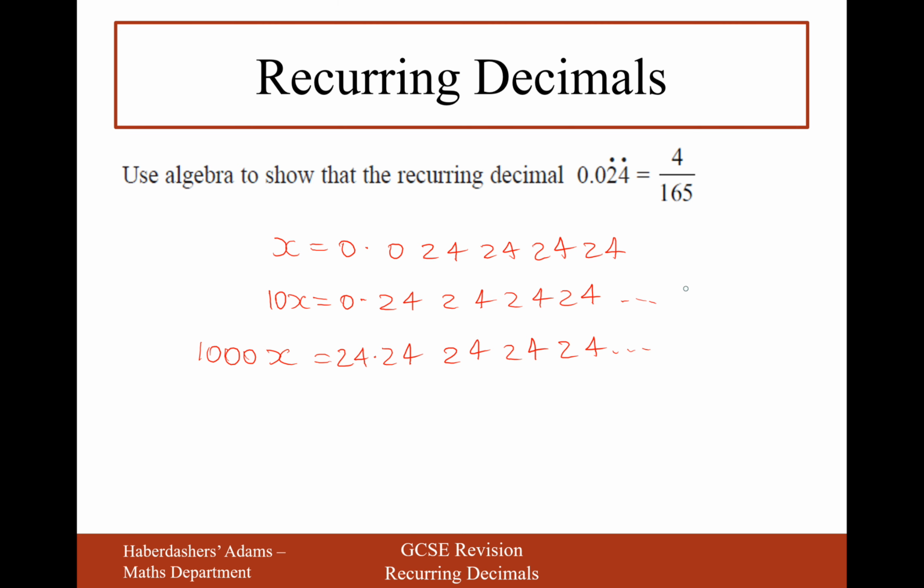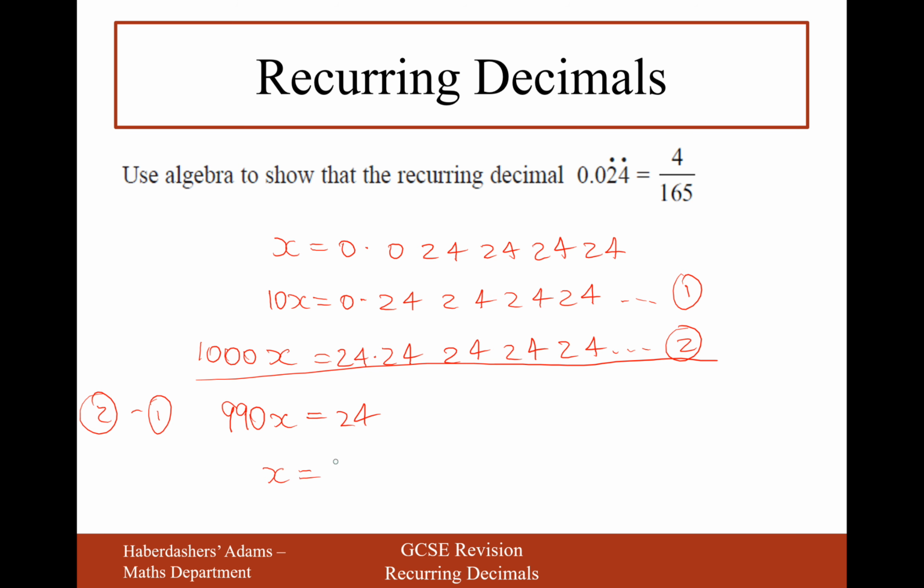So now that we've got all the decimals lined up in the right positions, let's do statement 2 take away statement 1. So it's going to be 1000x take away 10x, which is 990x, equals 24 take away 0, that's 24, and then every decimal digit will cancel out. So let's now divide by the 990, and then cancel down by a factor of 6, and we get 4 divided by 165. And there we are, that's the answer for this question.